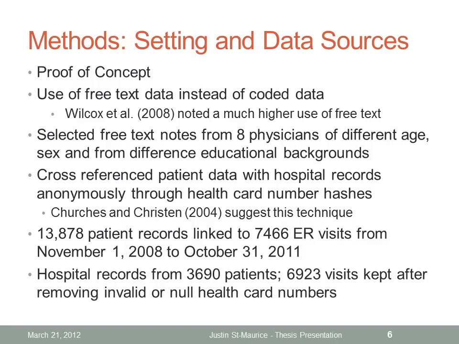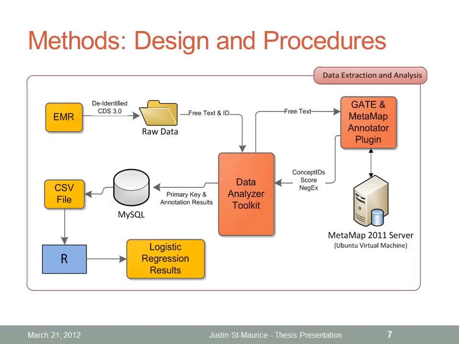After removing health card numbers that were null or invalid or that didn't exist in the primary care data set, we lost about 500 visits from the ER between that period. So the design that took place is, as I mentioned, we had primary care EMR data, which you'll see in the top left of the screen. That was exported and de-identified in Ontario MD's CDS 3.0 format.